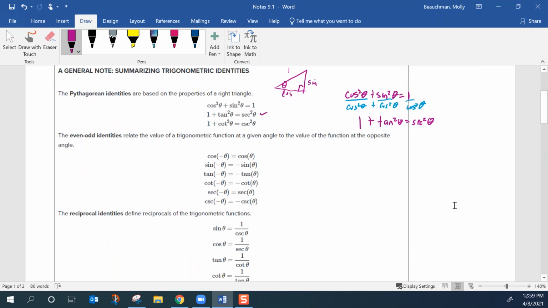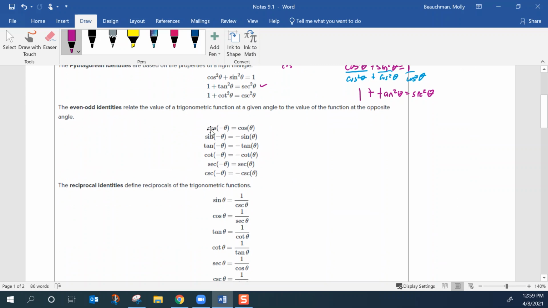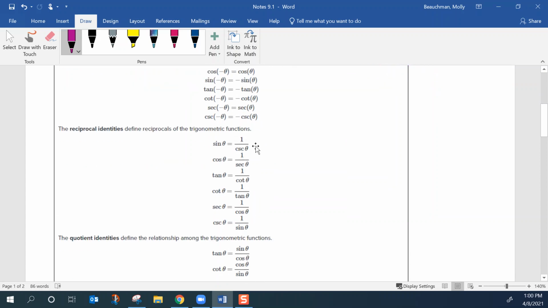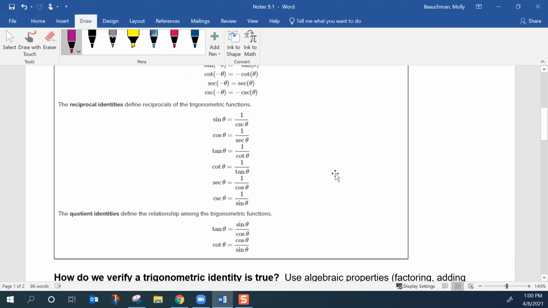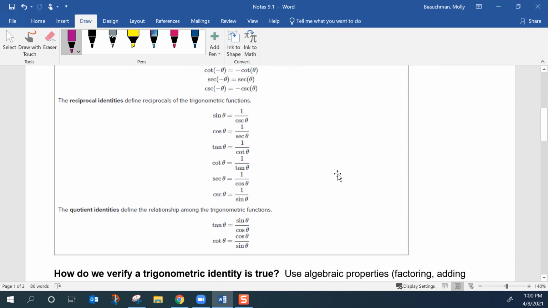We've also looked at the even-odd identities. If you're rotating the angle in the negative direction, then for cosine and secant, it's the same as rotating the angle in the positive direction. But for sine, tangent, cotangent, and cosecant, if you rotate negative, then the trig function is negative. We've looked at the reciprocal identities, and we've also looked at quotient identities. Tangent is sine divided by cosine, and cotangent is cosine divided by sine.